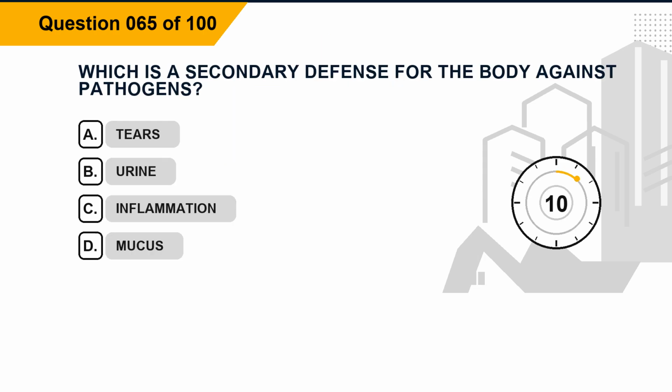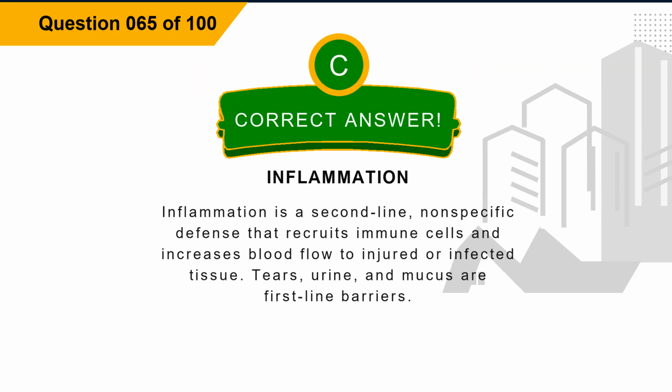Question 65. Which is a secondary defense for the body against pathogens? Option A, tears. Option B, urine. Option C, inflammation. Option D, mucus. The correct answer is option C, inflammation.